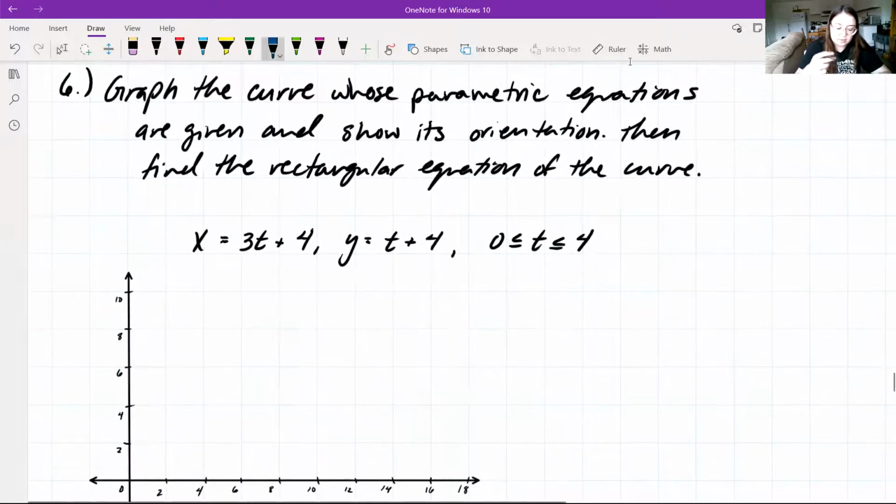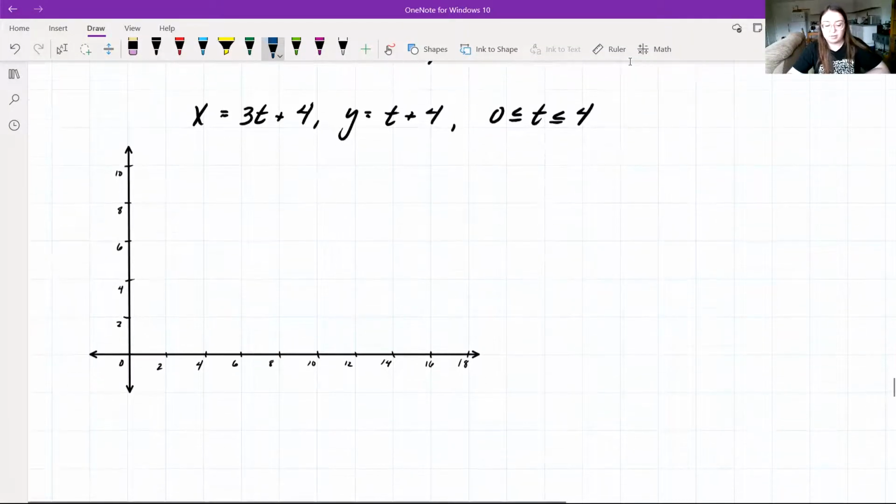So for number 6, we want to graph the curve whose parametric equations are given and shown and show its orientation. Then we want to find the rectangular equation of the curve. So we're given our parametric equations here. X is equal to 3t plus 4, y is equal to t plus 4, and t is found between 0 and 4.